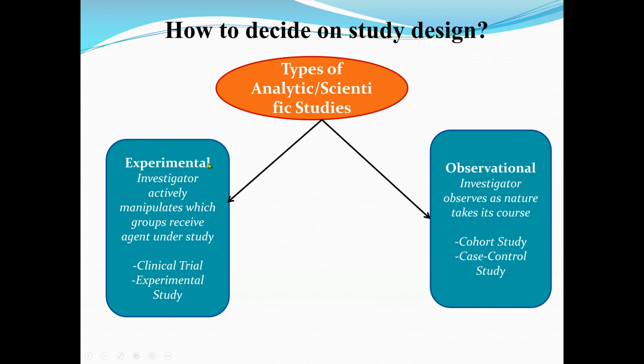So let's look at experimental. We say the investigator can actively manipulate which group receives the agent under study. So again, we can manipulate the input, the exposure, increase or decrease it, etc. The two major types of experimental studies are the clinical trial and the experimental study. With observational, the investigator can only observe as nature takes its course, and we have the cohort studies and case control studies.